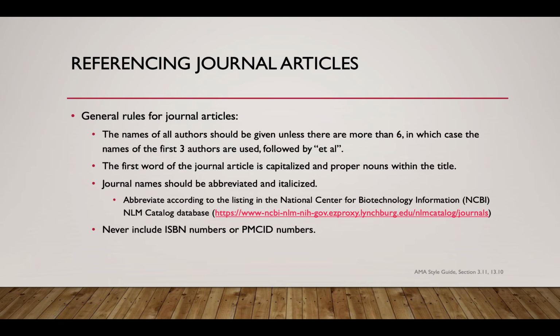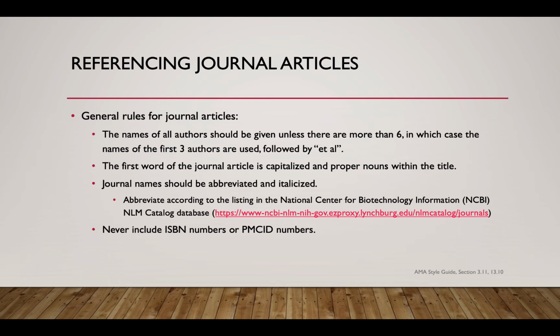So now let's talk about referencing journal articles. The general rule for journal articles is the names of all the authors should be given unless there are more than 6, in which case the names of the first 3 authors are used followed by the word et al. So I kind of have a little saying. It says 0 to 6, you list them all. Greater than 6, you list 3 and follow it by et al.